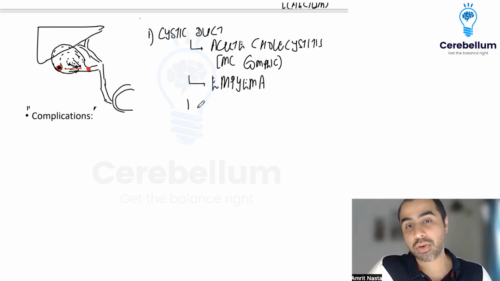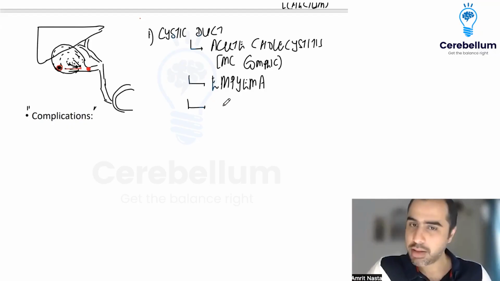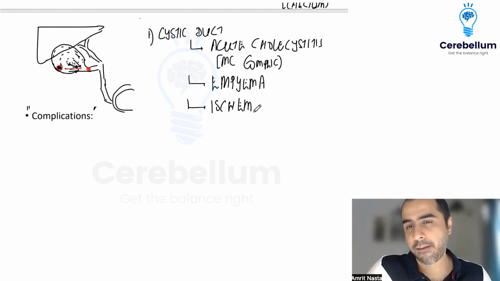If even then the stone does not move away, it stays stubbornly, like on strike, then the gallbladder will become ischemic. It will become gangrenous. And finally, it will give up and it will perforate.